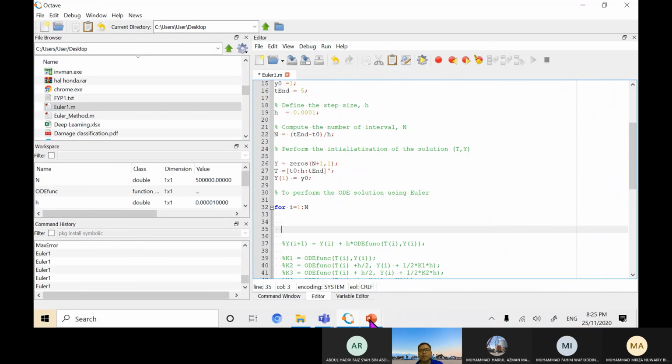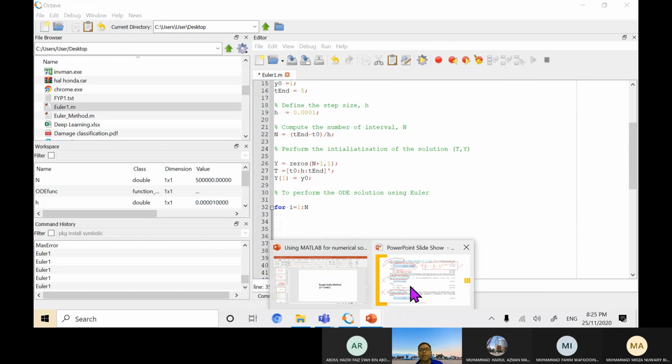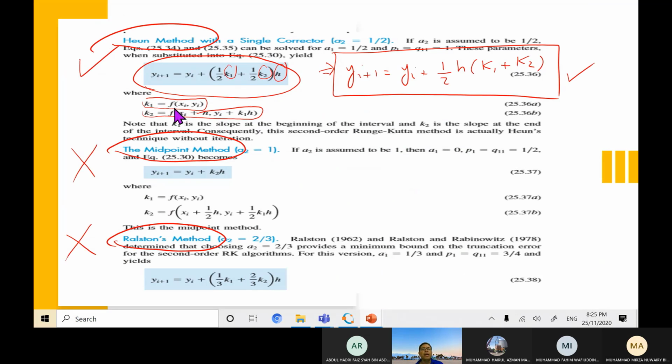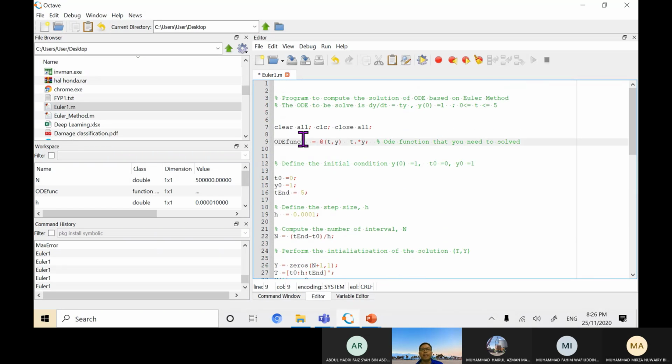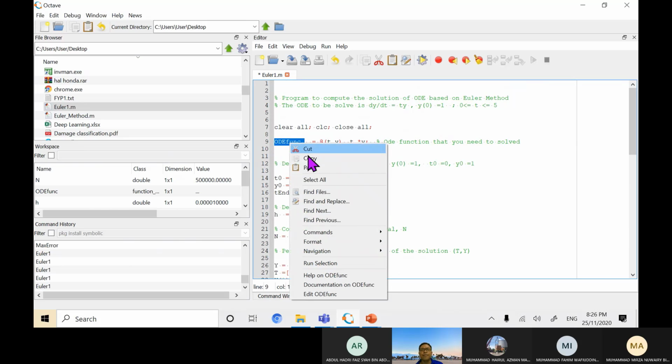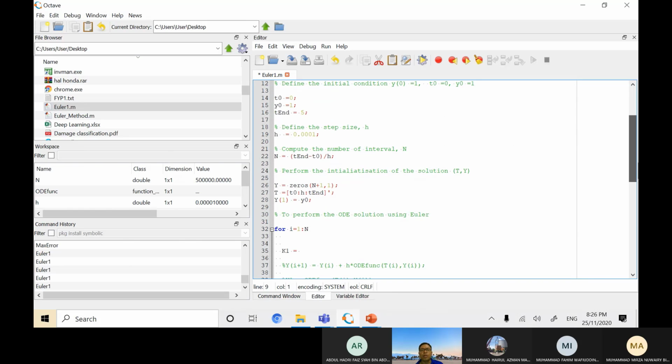Now I have to enter my K1 and K2. My K1 here is f(t_i, y_i). f(t_i, y_i), kita tak gunakan X, kita gunakan T in this case. So your K1 is, your f adalah you punya function di atas ni, yang ni. Kena copy yang ni. And then I will put here, that will be your t_i, y_i.